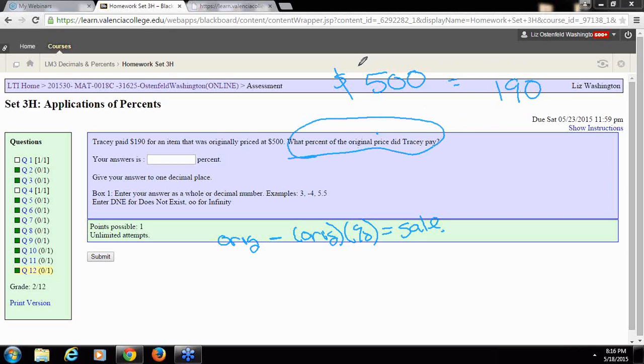Because she obviously didn't pay 100%. If she paid 100%, she would have paid $500. If she paid 50%, she would have paid $250. So it actually must be less than 50%. Okay? I'm just going to let you ponder that for a second.